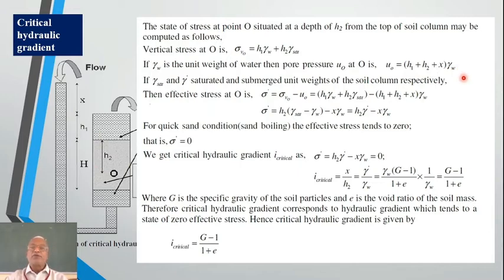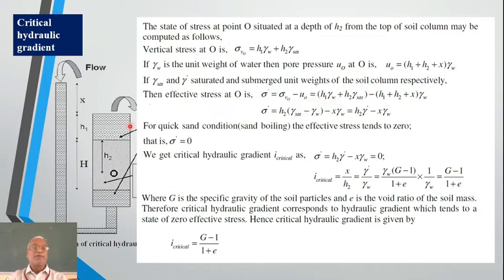Just see whether it's okay. H1 plus H2 plus X, this is the upward thrust. If gamma saturated and gamma dashed are the saturated and submerged unit weights of the soil column respectively, the effective stress at O will be equal to sigma V0 minus U0.